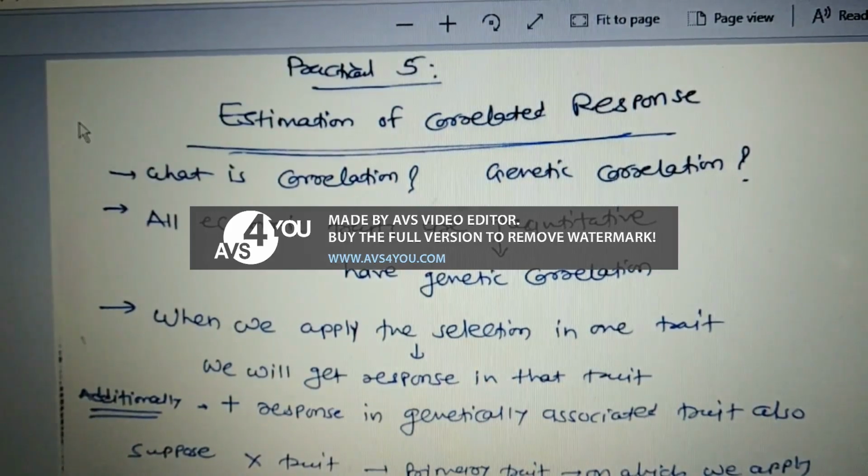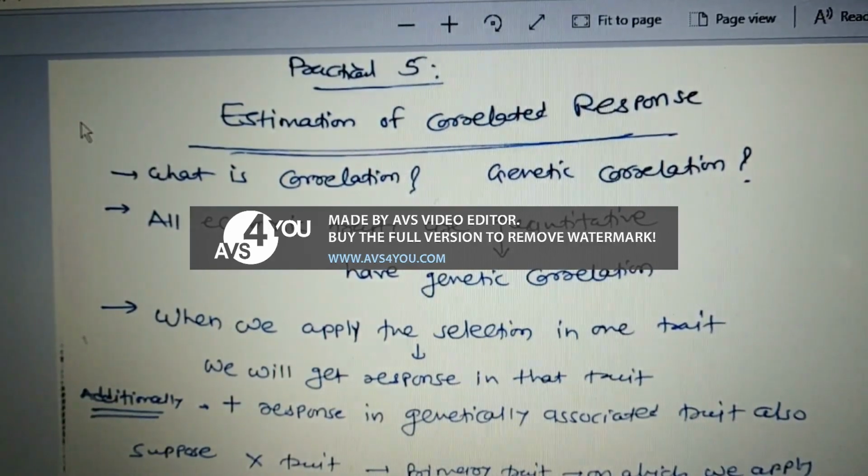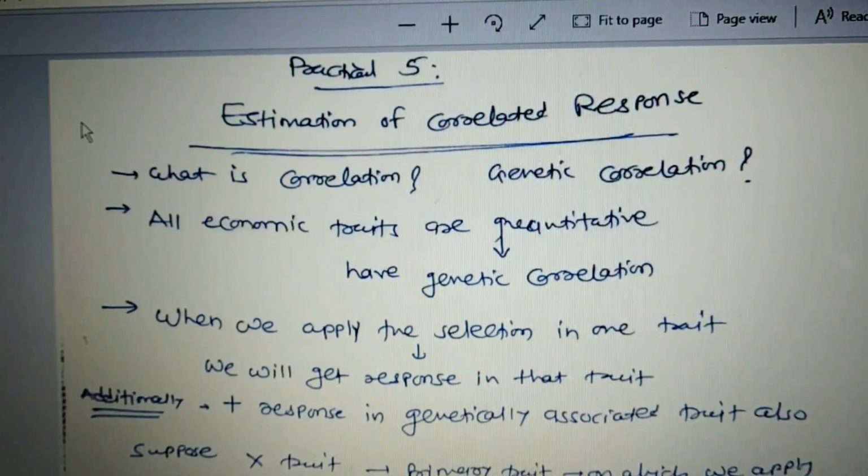Now what is correlation? So you know about correlation. So it is simply association between two or more variables. Here we consider them as traits. So it is association between two or more traits. Now what is genetic correlation? So association that is genetic, so it is genetic correlation. So as we know, all the economic traits are quantitative in nature, so they have a genetic correlation, either positive or negative, whatever.